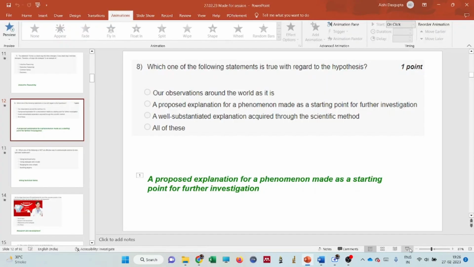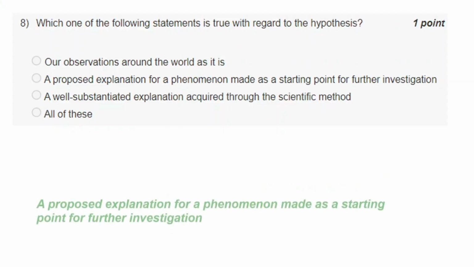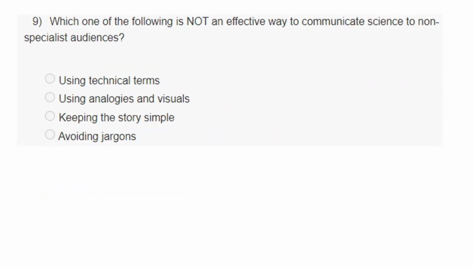So this is the question. Which one of the following is not an effective way to communicate science to non-specialist audience? Non-specialist, of course, obviously means people who are not from your background, people who are not from your domain, people who are not from science in general as well. So which do you think out of these four options is not an effective way to communicate science?